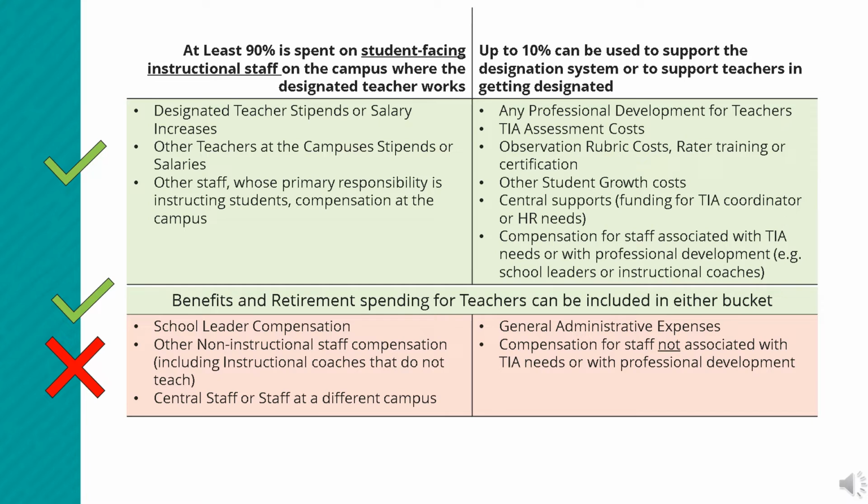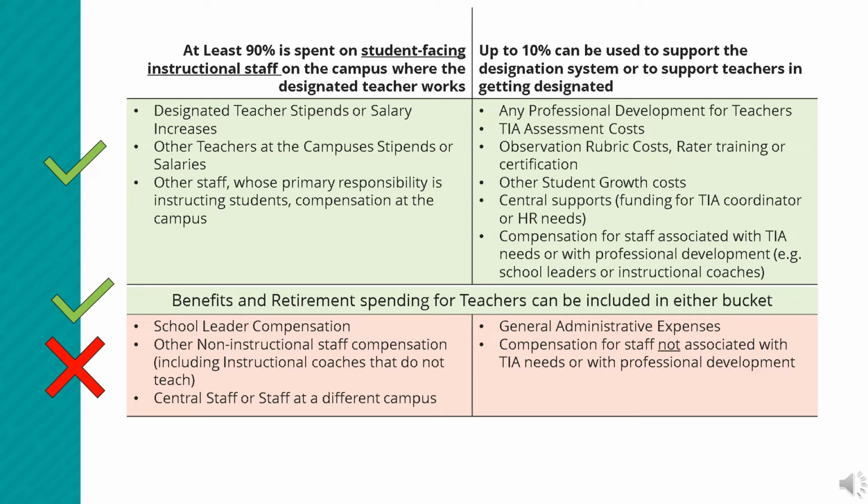Up to 10% can be used to support the designation system or to support teachers in getting designated. This commonly includes any professional development for teachers, TIA assessment costs, observation rubric costs, rater trainings or certifications, other student growth costs, central supports such as funding for a TIA coordinator or additional HR needs, or compensation for staff associated with TIA needs or with their professional development. For example, a school leader or instructional coach that is conducting additional PD.